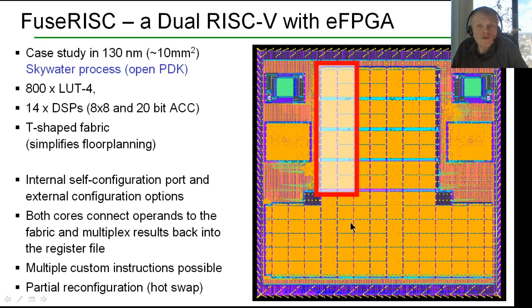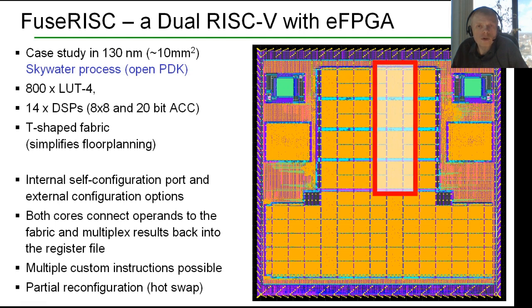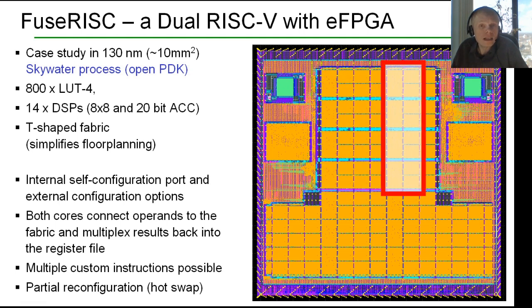You can have multiple different instructions. They can even be located at different positions. In our case, it can even be the same bitstream that runs at different positions. That means you can really have multiple instructions running, and while one instruction is in use, you can reconfigure other parts of the FPGA in a hot-swap manner.